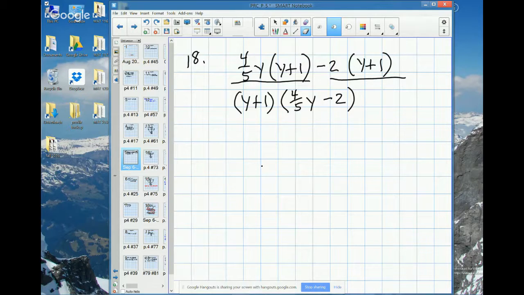Well, let's see. I'm not sure exactly what they want us to do. We could multiply that by 5, but then we'd have to divide by 5. So I'm not sure what they want. I take it you don't have an answer in the back for this one, do you? No. Well, what do they do on number 17? Take a look, 17 is similar.